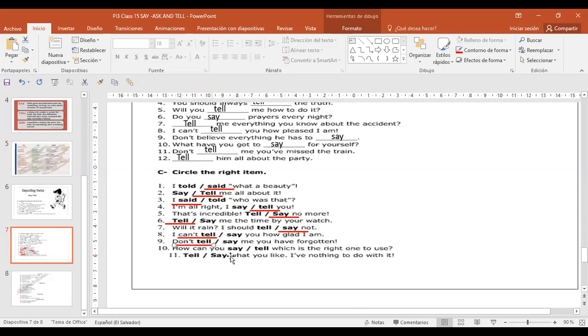How can you say or how can you tell? Which is the right one to use? Tell. Tell, ¿verdad? The way, de la forma. Entonces es tell. How can you tell? Which is the right one to use? Tell or say what you like. I've nothing to do with it.